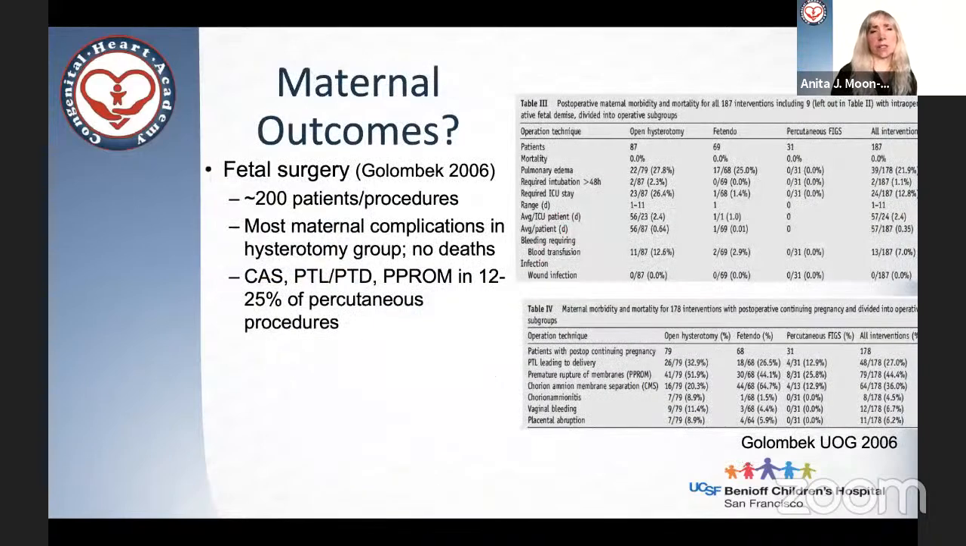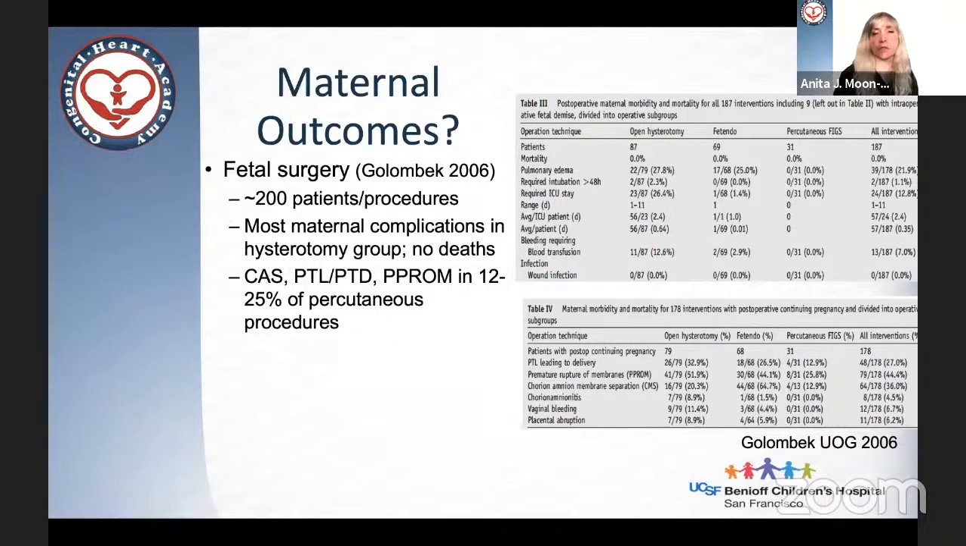I'll finish with a little bit about the mother. This whole talk has been about the fetus, really, but we can get information about the mothers, and we should have this in order to counsel them. Maternal outcomes for fetal surgery in general have been noted to be mostly positive. Most maternal complications are in actual hysterotomy patients, and all of our fetal cardiac interventions are now done percutaneously. So death is pretty much unheard of.